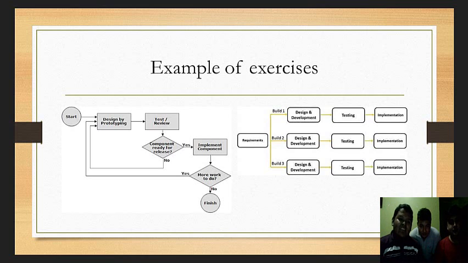In the first image, you can see a flowchart. It starts, and then the design by profile. Then this is the test, the review. Next, we have a conditional that says component ready for release. If yes, implement the component, and we have a new conditional: more work to do? If not, it's finished. But if the conditional is yes, we return to design by profile. And then we have the test and the conditional component ready for release. In this case, if the answer is no, we return to design by profile and repeat the same.